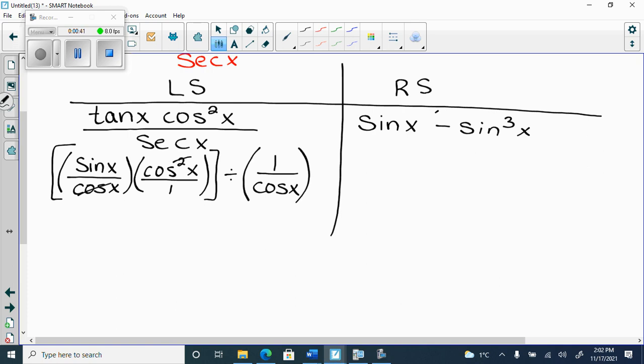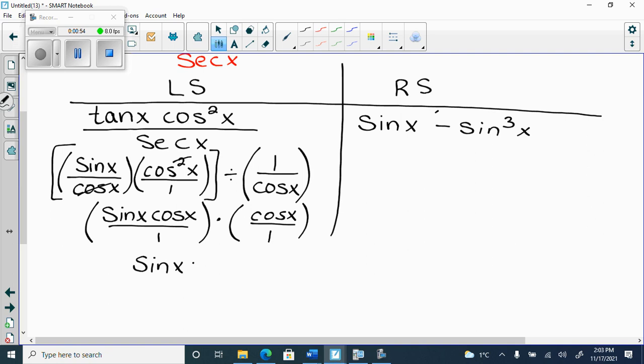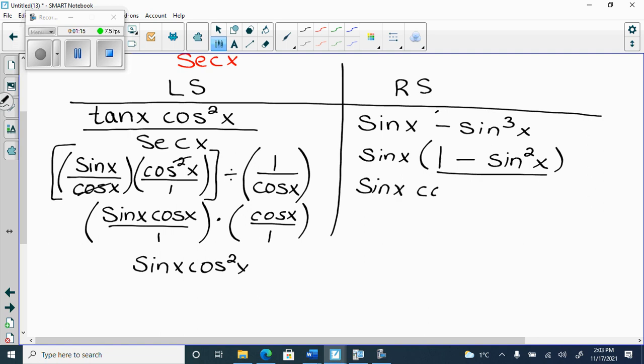Then these canceled off, and I was left with sin x cos x. And now it's all over 1. So full fraction, I can flip. And then I get sin x cos squared x. Then I go over here, and I immediately see, if I'm stuck, remember 98% of the time it's a GCF. So I can take a sin x out. When I take a sin x out of sin x, I'm left with 1 minus sin squared x, which is off my formula sheet. This is cos squared x, so then they match. Left side equals right side. Don't forget that at the bottom.